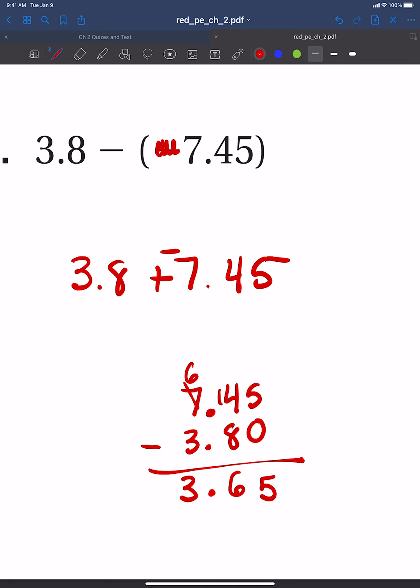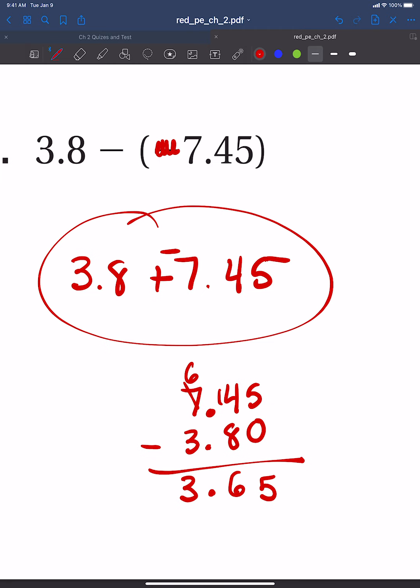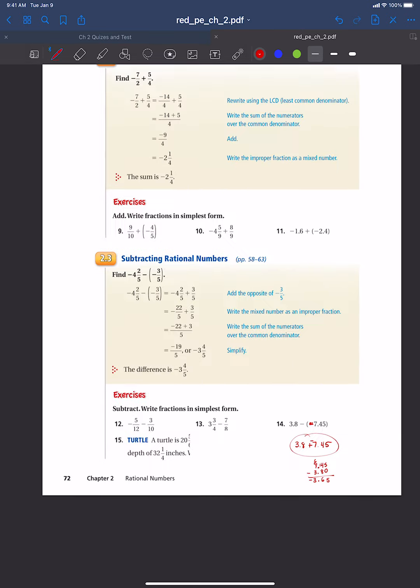Now, look up at your original problem. Who's the bigger number? Negative 3.65. Okay, there you go. Negative 3.65. How are we feeling?